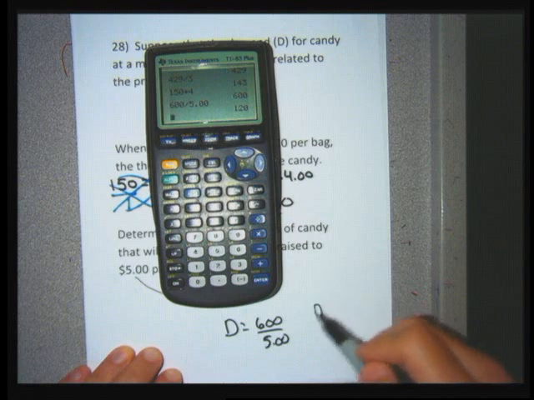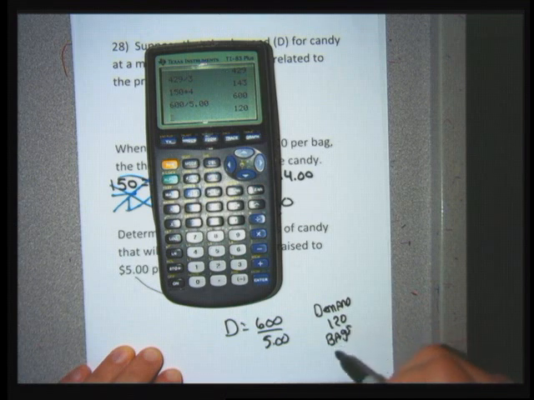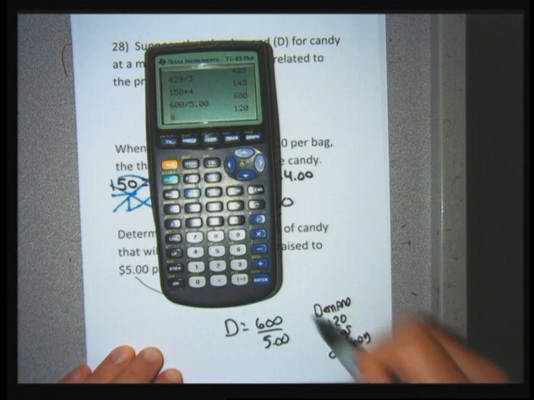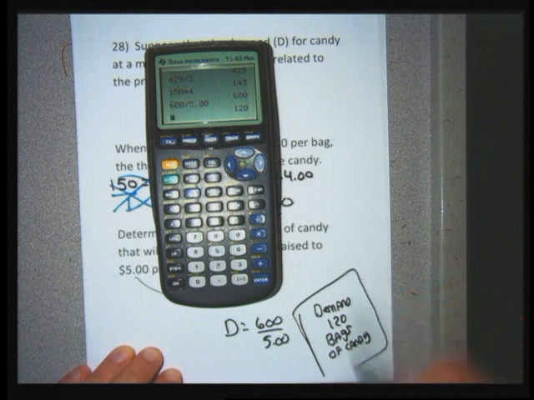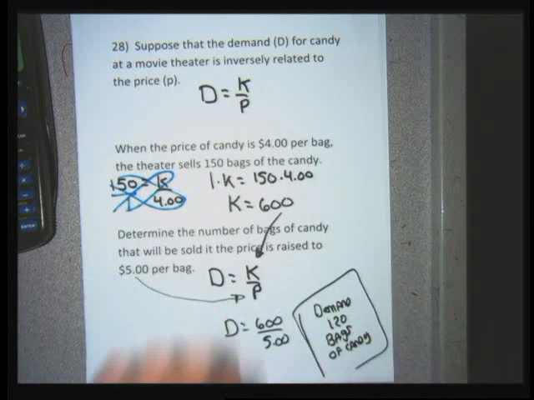So the demand is going to be 120 bags of candy. So as the price went up, the demand goes down. The answer is the 120, and because the 120 represents how much candy I'm going to sell, it'd be nice if I put that on there in my answer.